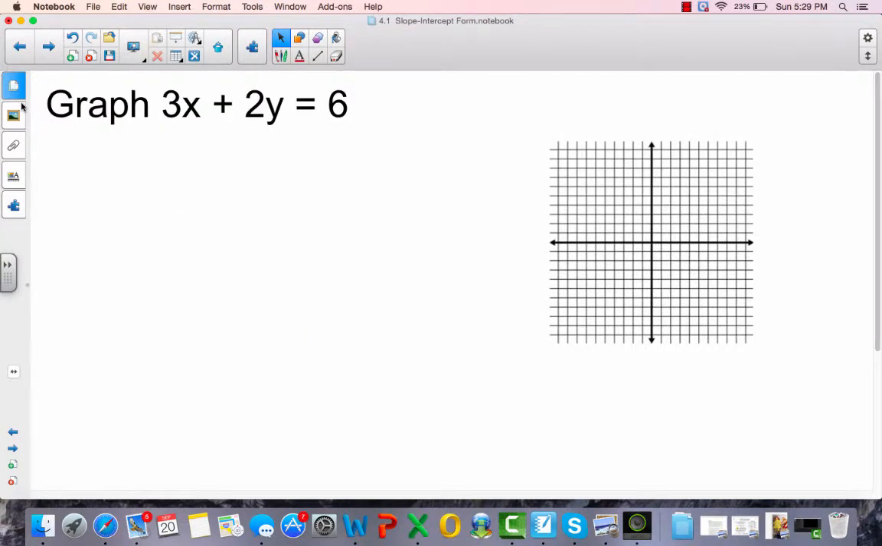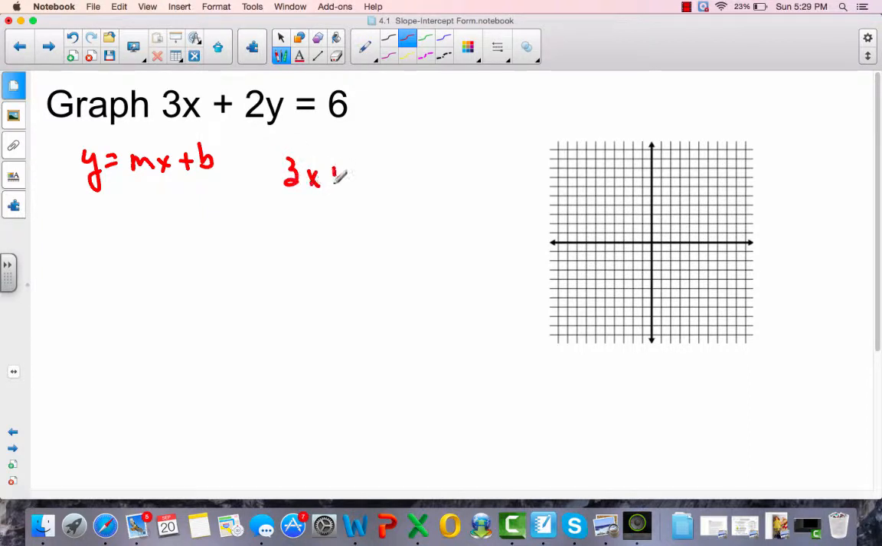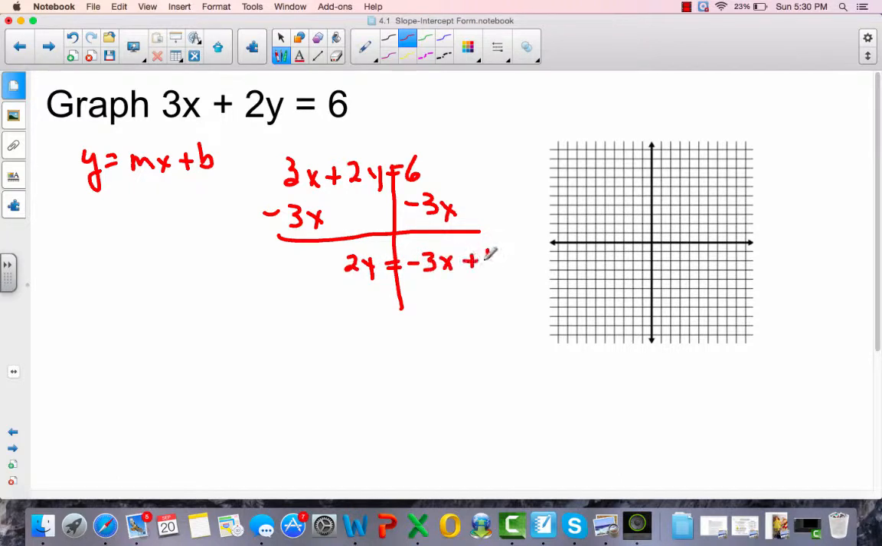All right, now let's graph 3x plus 2y equals 6. Remember, we're doing slope-intercept form, y equals mx plus b, but this does not look like that. So we want it to look like that. What we're going to do is come over here and go 3x plus 2y equals 6. We want the x to be over here, so we go minus 3x, and that gives us 2y equals negative 3x plus 6.